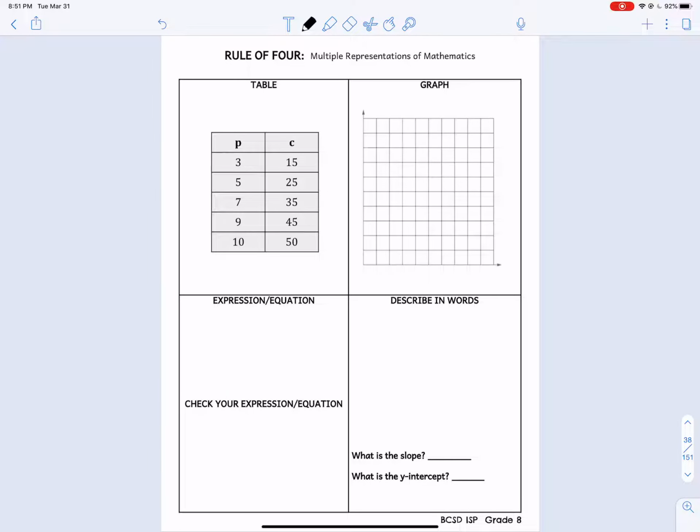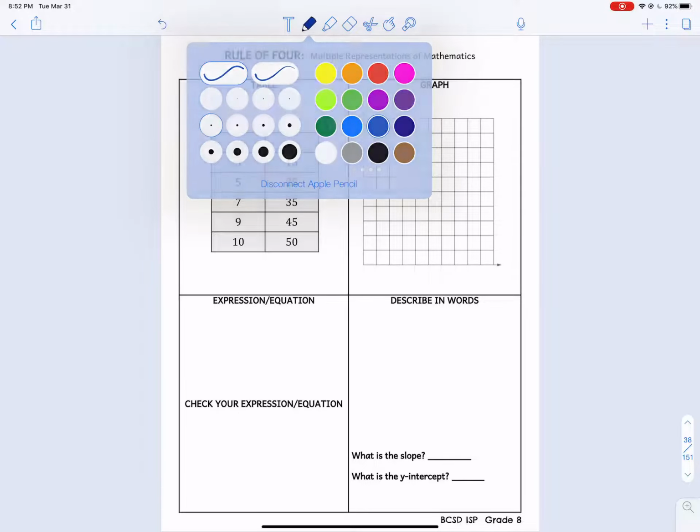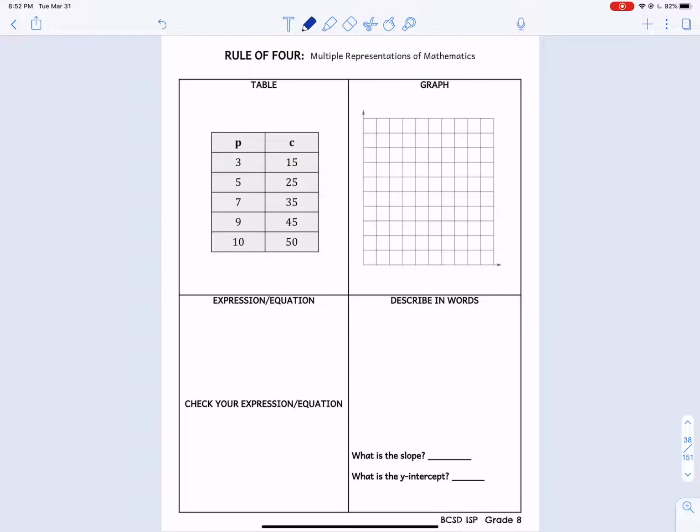All right, let's continue. So here's a rule of 4 again. This time we have the table. We don't have a description. We need to find the slope. We need to find the y-intercept. So just like I did before, I will help you with the slope and the y-intercept and the equation, and I'm going to leave the rest up to you.